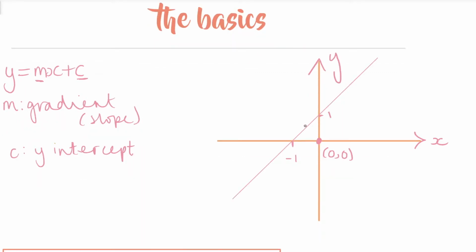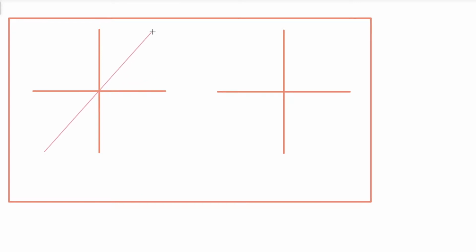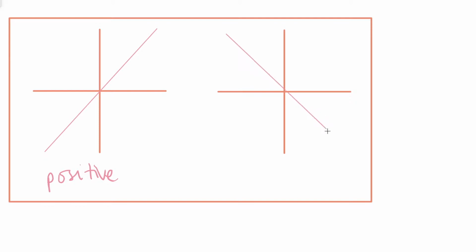So let's have a look at this. The y-intercept here is 1 because our line passes through 1 on the y-axis. As a coordinate, that would be 0, 1, and we're looking at the second half because we're looking for the y coordinate. You can either have a positive or a negative gradient depending on the direction. This one here is positive, and if the line is going in this direction, then it's negative.